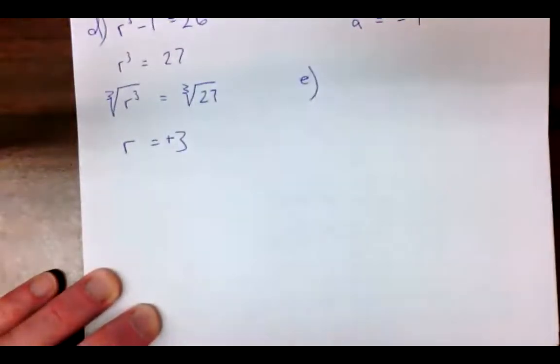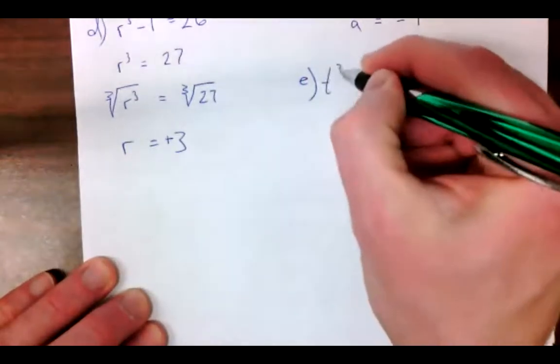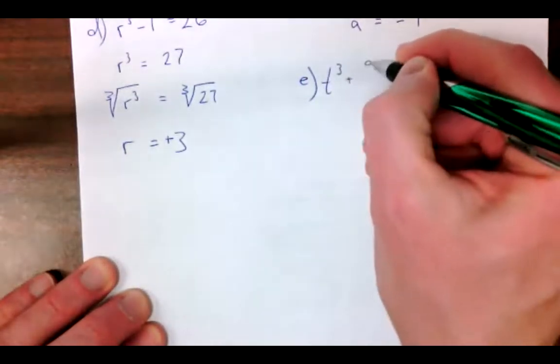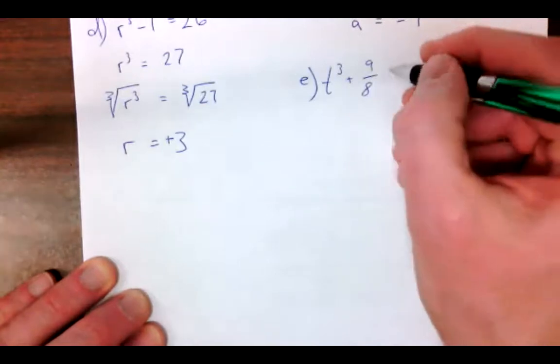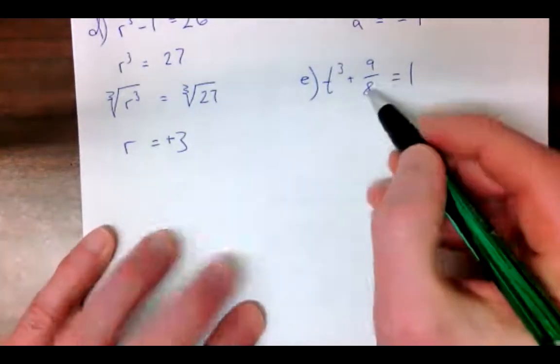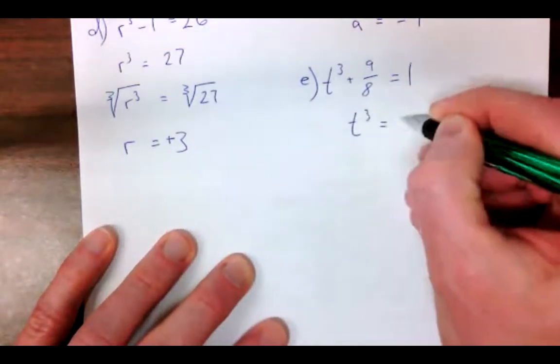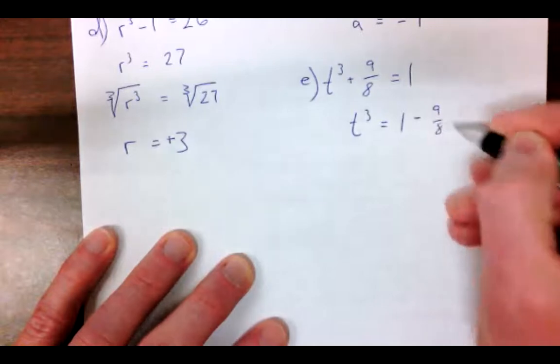Next: 1/8 t cubed plus 9 over 8 equals 1. Well, this one looks fun. So we've got to get rid of that 9 over 8. We're going to subtract that from both sides. T cubed equals 1 minus 9 over 8.